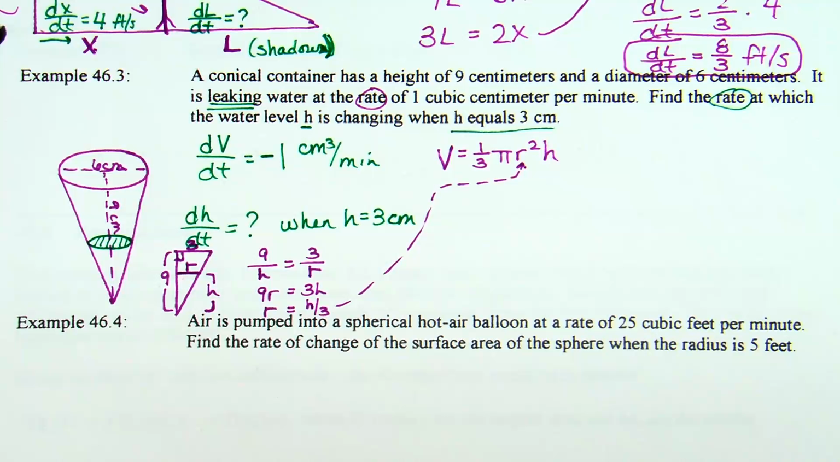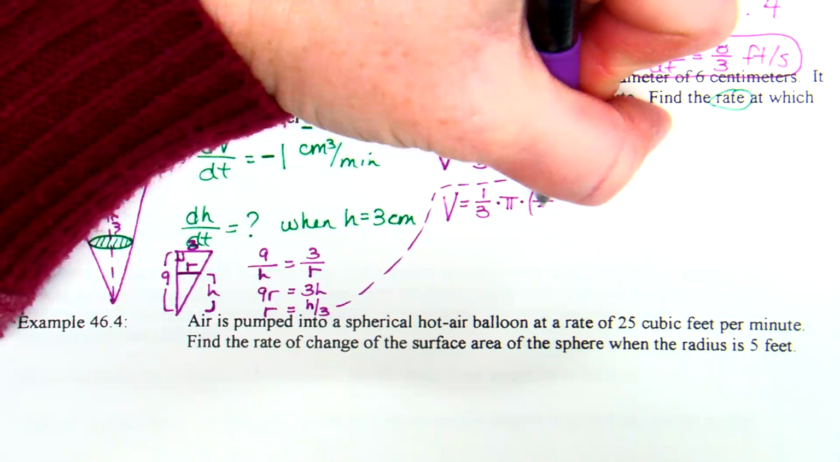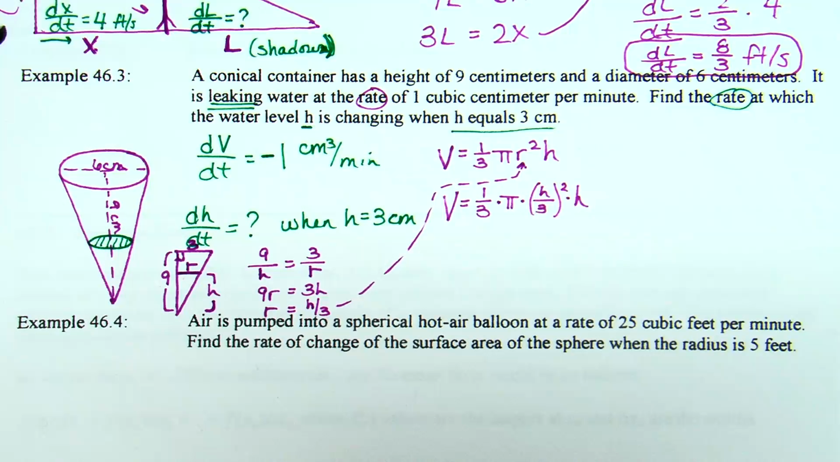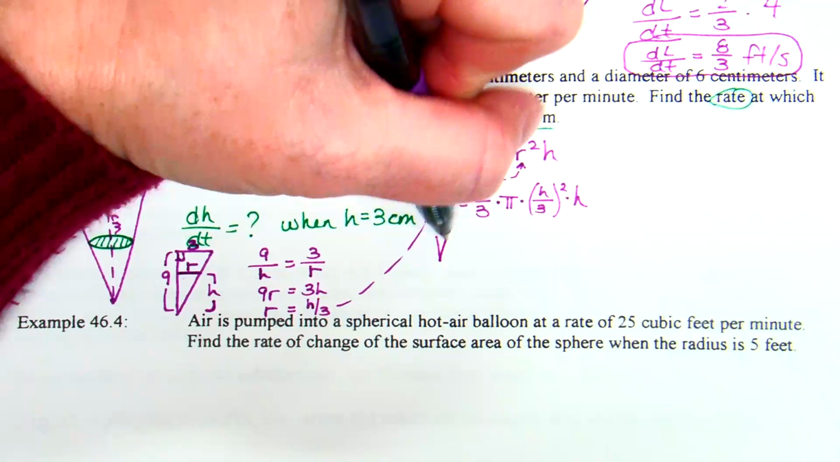So let's clean this up. I'm going to substitute in 1/3 times pi. Now in for r, I'm putting h over 3. So it's going to be h over 3 squared, and then times another h.